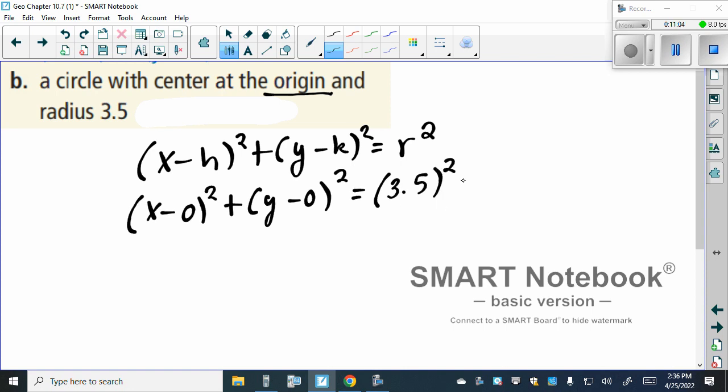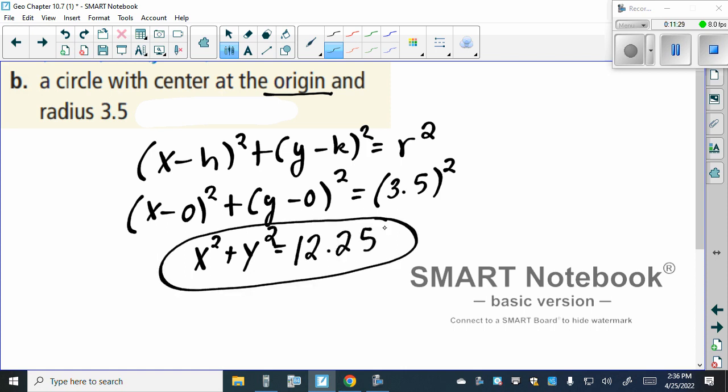3.5 squared. Now we already said if the center is at the origin, it's just going to be x² + y². So we didn't necessarily have to write that if we knew it was going to factor down to that. We could have gone just to say x² + y² = 12.25, since 3.5 squared is 12.25. And that's it.